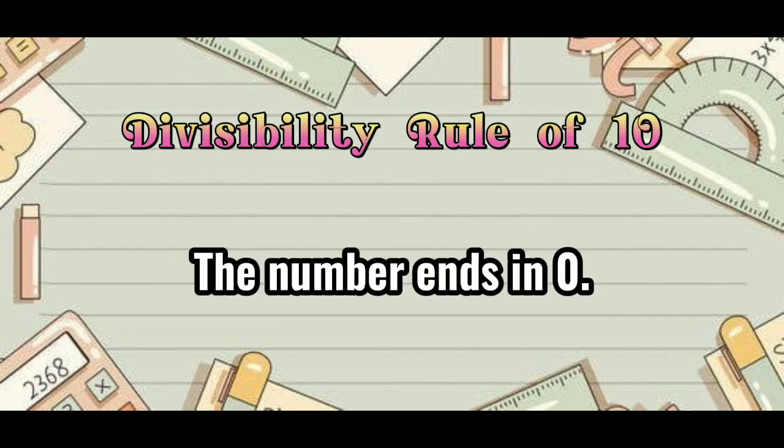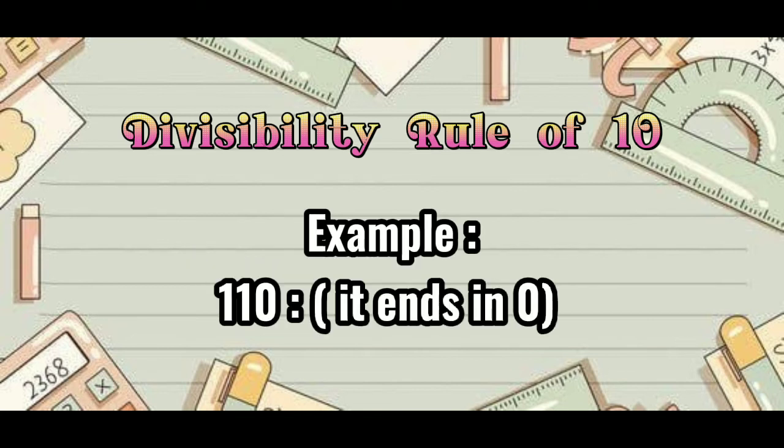Divisibility rule of 10. The number ends in 0. For example, 110. The number ends in 0. Therefore, it is divisible by 10.